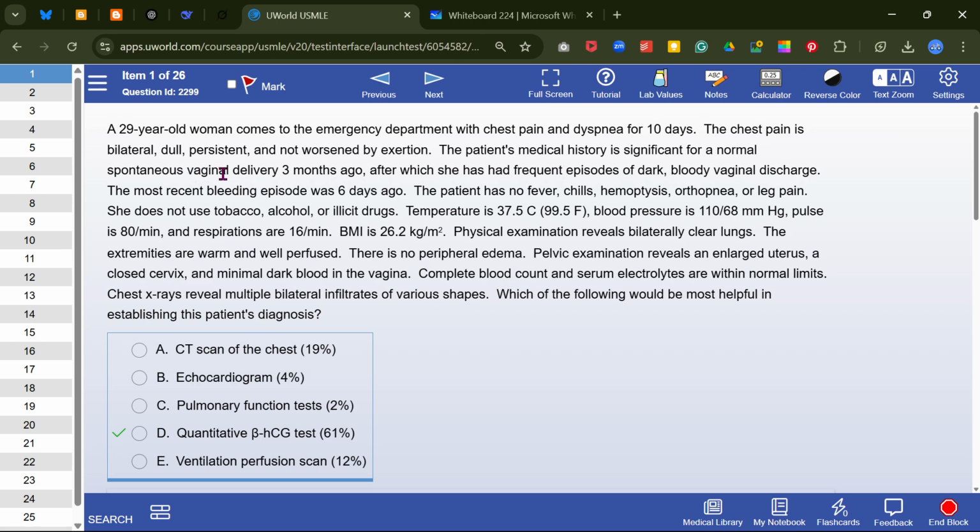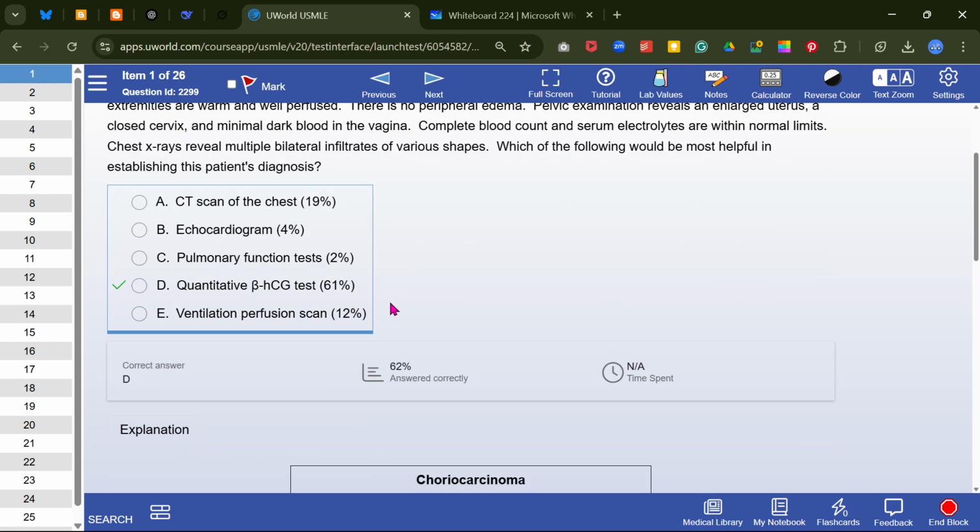She had a spontaneous vaginal delivery 3 months ago. Now there is dark bloody vaginal discharge, the most recent episode 6 days ago, and no fever or cough. So she has bleeding, enlarged uterus, closed cervix, and multiple bilateral infiltrates on chest X-ray. It looks like gestational trophoblastic disease, so do a quantitative beta-hCG level for diagnosing choriocarcinoma.